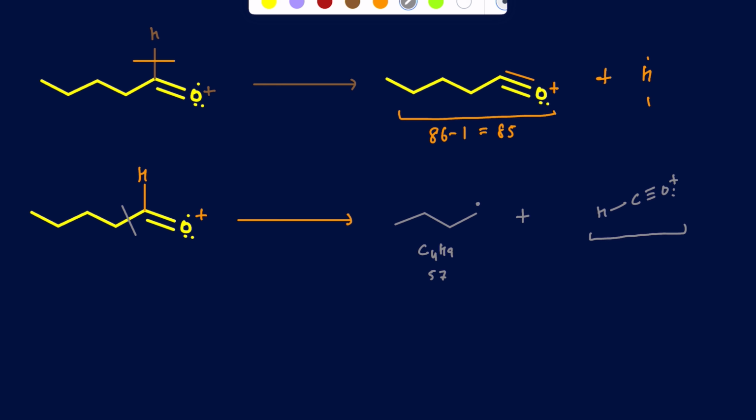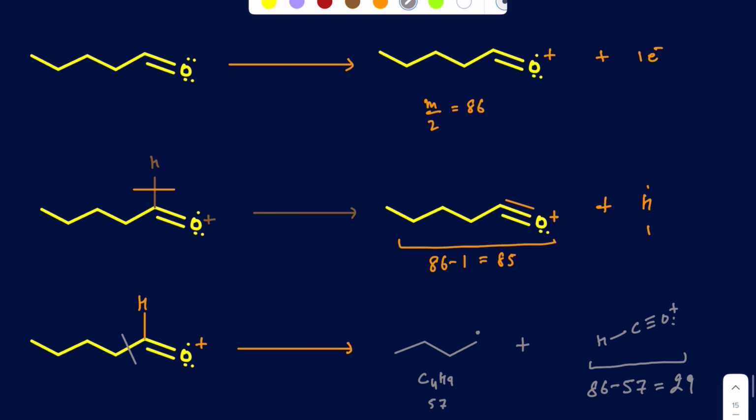So that means this guy right here is going to be 86 minus 57. So you can do the math, or you can also say, okay, well, this is going to be 12. That's 13. And then oxygen is going to be 16. So that's going to be 29. And also 86 minus 57 is going to be 29. So I should be seeing another signal at 29. Let's see if we see that.